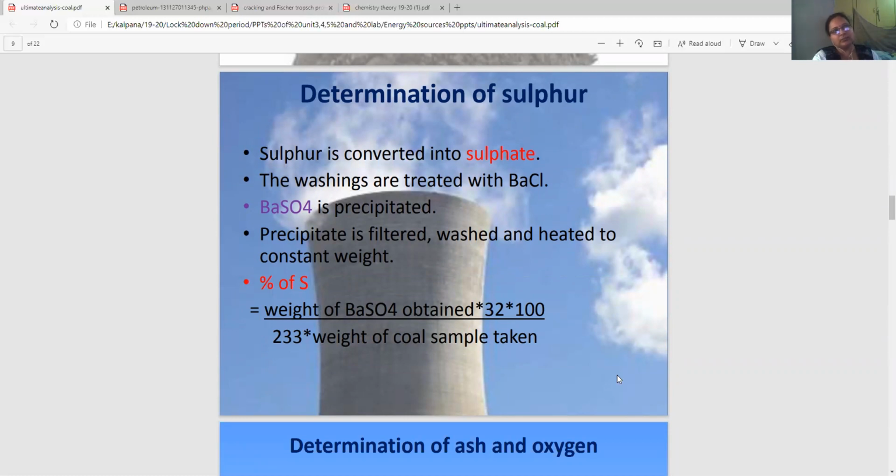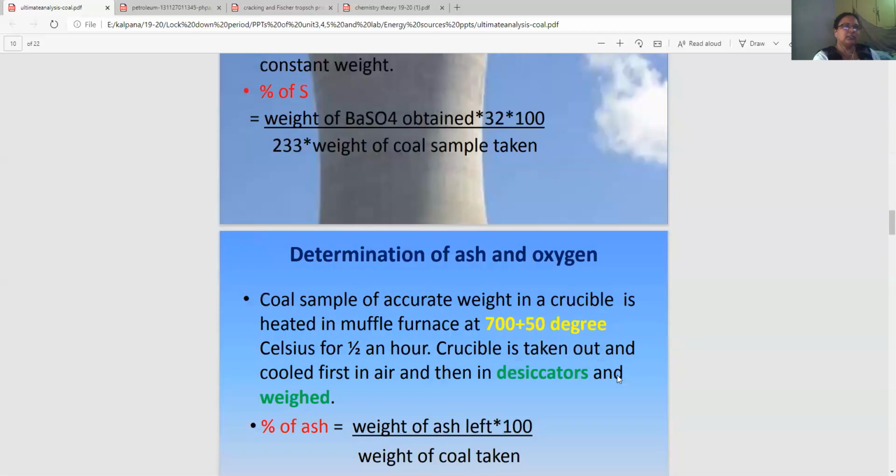So now the percentage of sulfur will be: weight of barium sulfate obtained × 32, the atomic weight of sulfur, × 100, divided by weight of coal sample taken × 233. Okay? Then determination of oxygen.